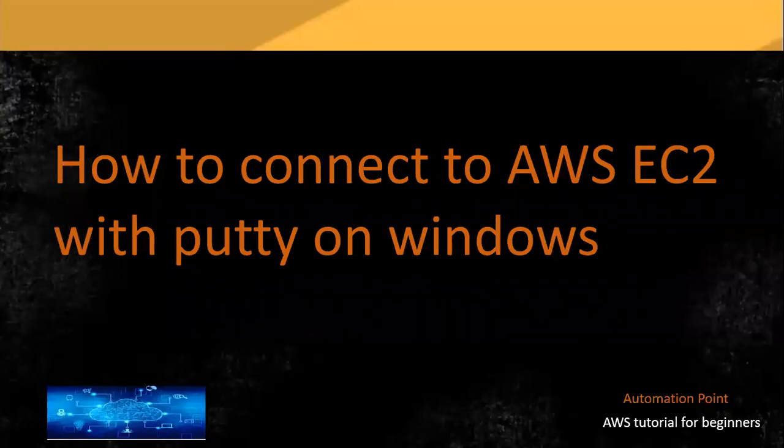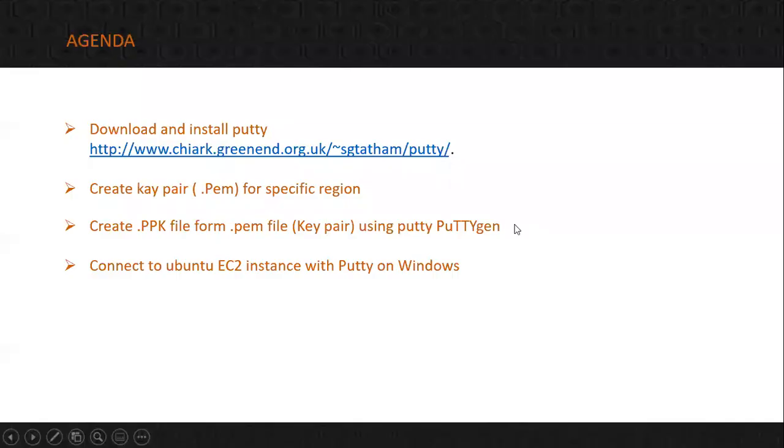So in this tutorial we will see how to connect to an AWS EC2 instance with Putty on Windows systems. Okay, guys, so let's move on to the agenda of this tutorial. In this tutorial we will see the download and installation of Putty.